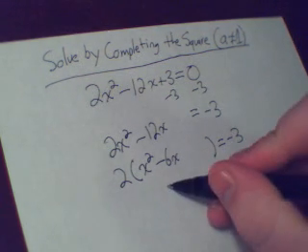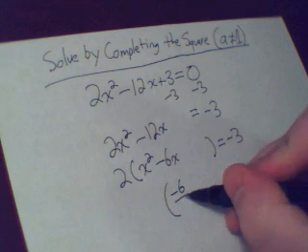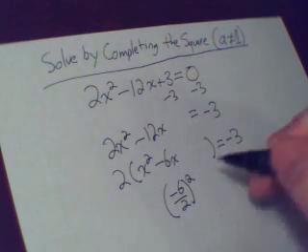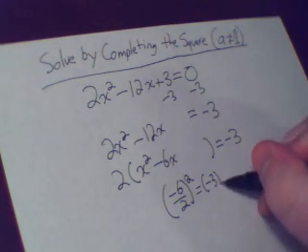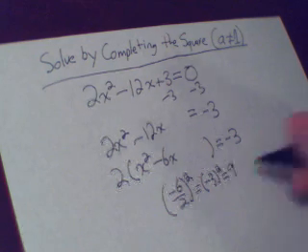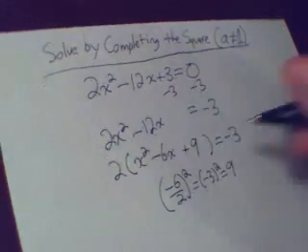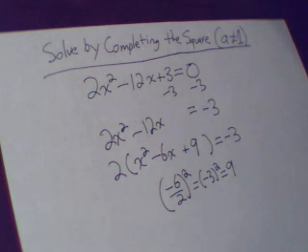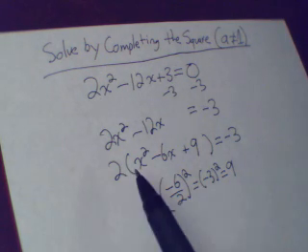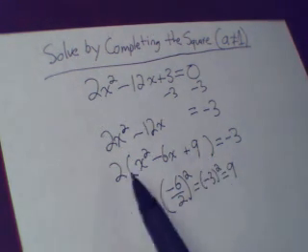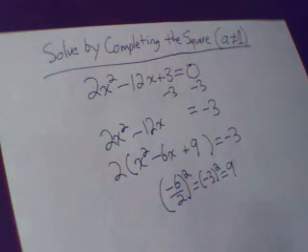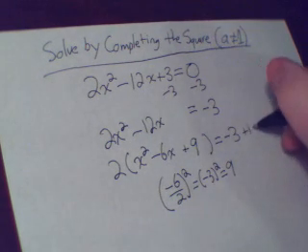So now I'll take b over 2 squared, negative 6 over 2 squared. And I know that's 9, but I'll still write the middle step because of my shortcut. So I'm going to add 9 in here. Now here's the second difference. In actuality, I added 18 to the side because it's 2 times 9. So over here, I don't add 9, I add 18.